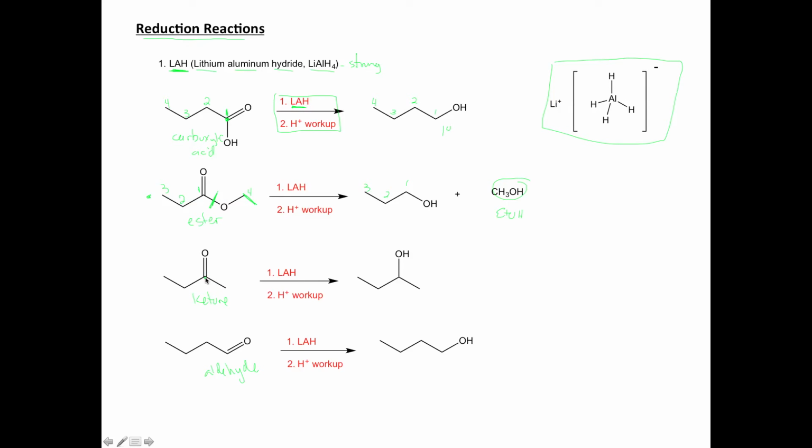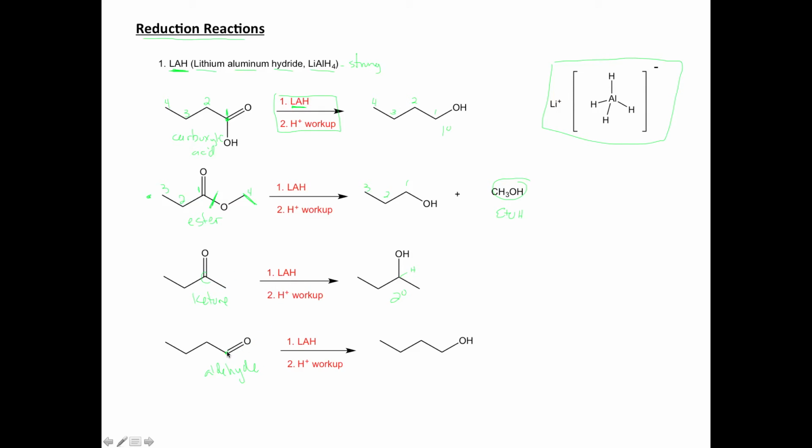Looking at a ketone now, okay, so a ketone can be reduced by LAH as well, and now with a ketone you get out a secondary alcohol. So essentially what we've done is we've added a hydrogen to the carbon of the carbonyl. Quite simple.